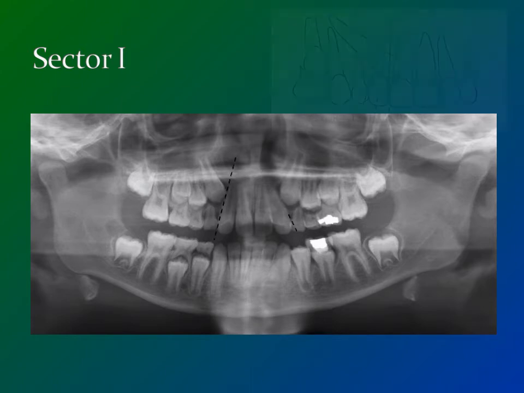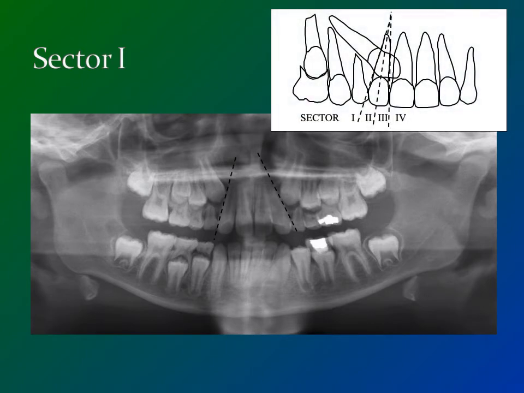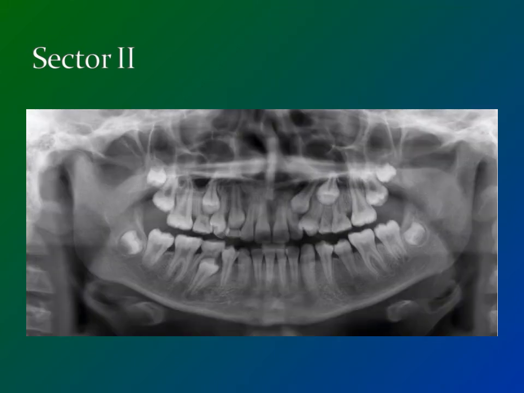So this is an example of sector 1. You can see that both of these canines are in sector 1. The tip of the canine is distal to the distal surface of the root of the lateral incisors. Okay.